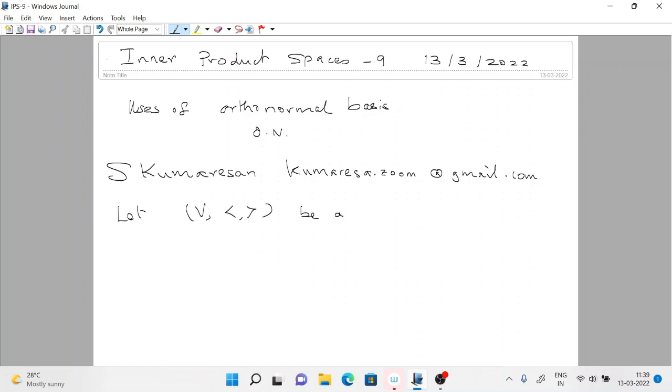So let V be a finite dimensional inner product space over the field F. Field is R or C. So let u1, ..., un be an orthonormal basis. I will denote it by O.N. basis.